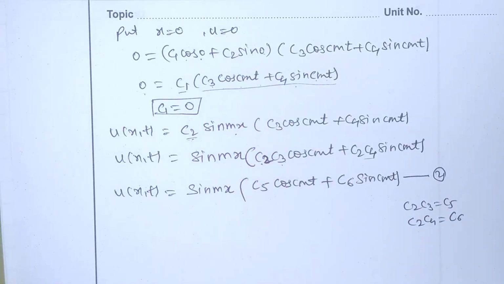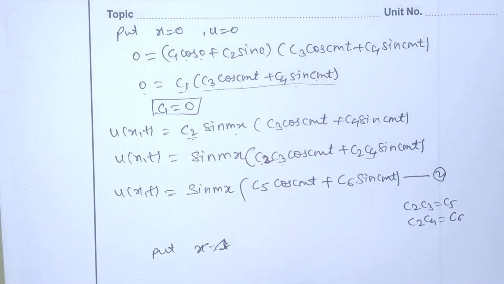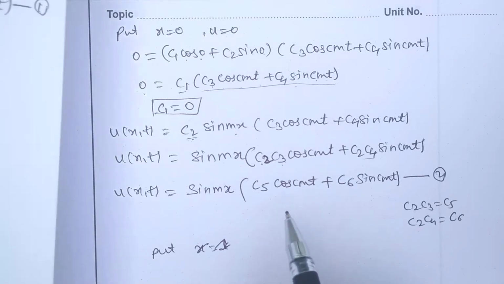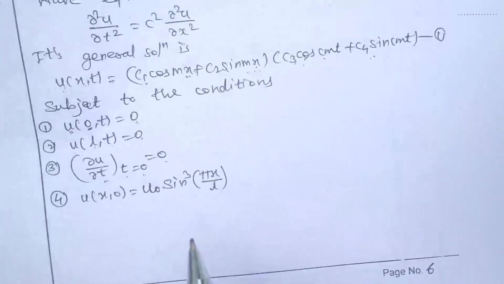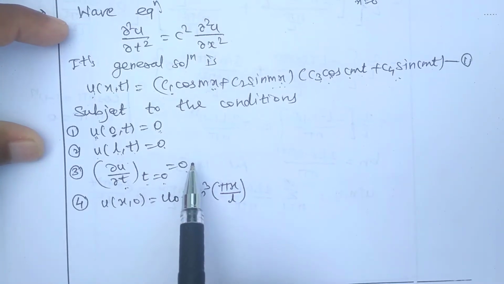Now using the second condition, what is our second condition? U of L comma t is equal to 0. That means put x is equal to L. Okay, sorry. Before using the second condition, see there are two constants in this second equation. So we have to eliminate one more constant by using another condition, that is the third condition, du by dt at t equals 0 equals 0.